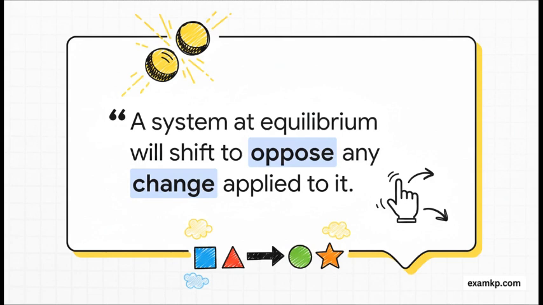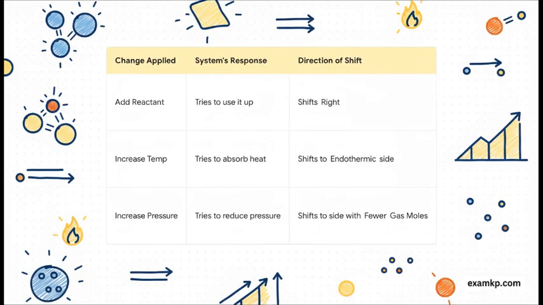This table breaks it down perfectly. Let's say you add more reactants. The system says, whoa, too much of this stuff, and it shifts to the right to make more products and use it up. Or if you increase the temperature for a reaction that absorbs heat, that's an endothermic one, the system will shift to favor that direction to cool things down. And for pressure, the system tries to relieve that pressure by shifting to whichever side has fewer gas particles, or moles of gas. It's all about pushing back.